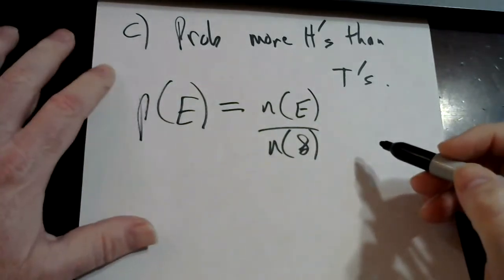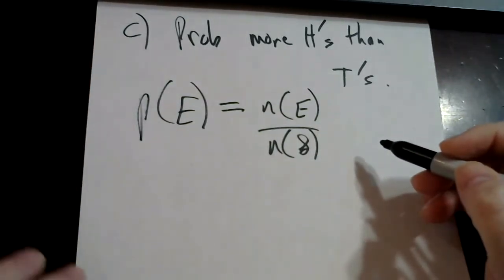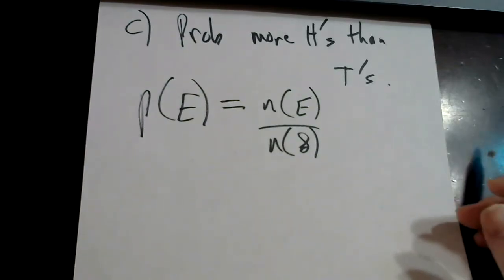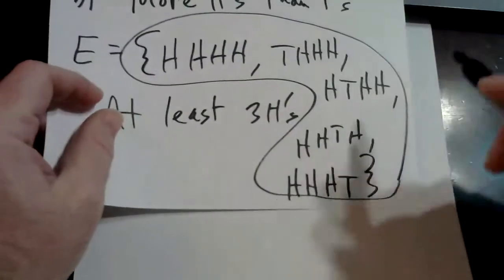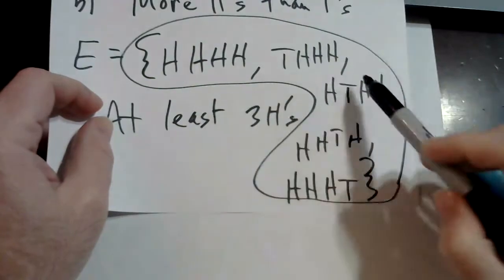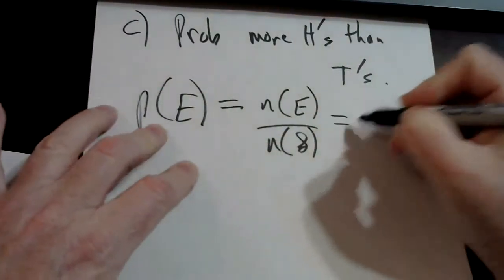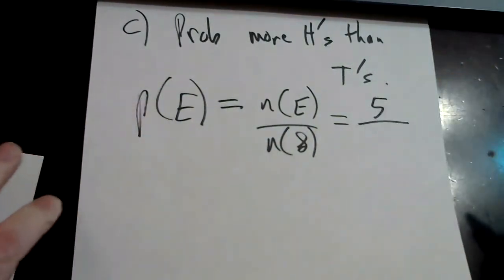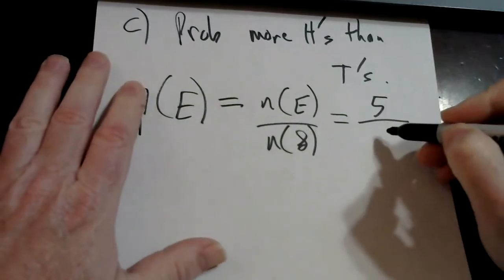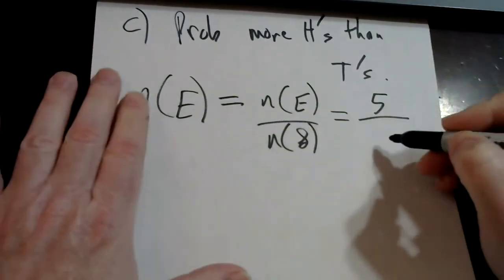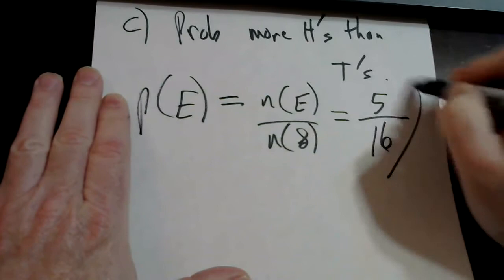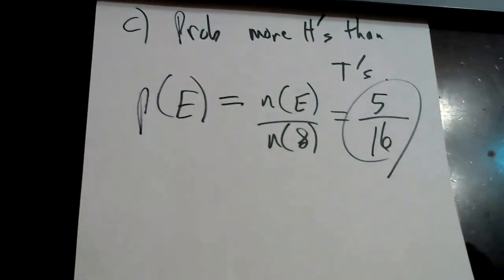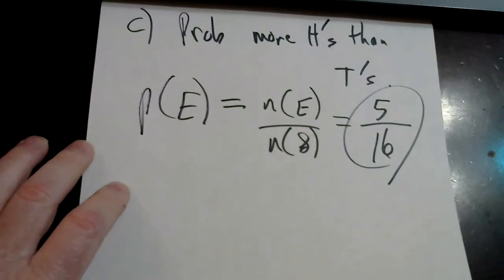And hopefully you read over the PowerPoint slides a little bit before you tried these problems. But basically all you do is count the number of outcomes in E. 1, 2, 3, 4, 5. That's N of E, sometimes referred to as the cardinality of E. And then divided by the total number of outcomes in the sample space. But remember, from part A, we found that there were 16 outcomes in the sample space. So the answer is 5 over 16 for part C.